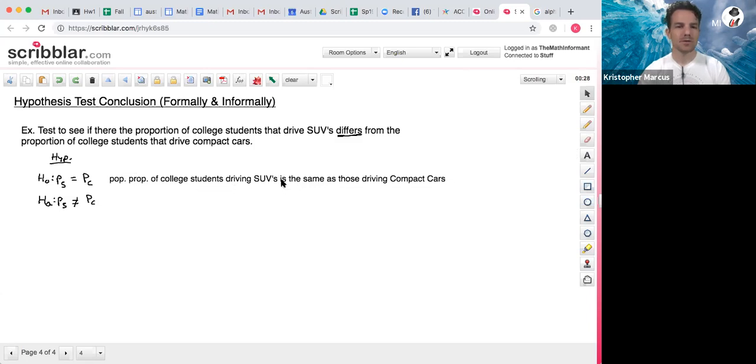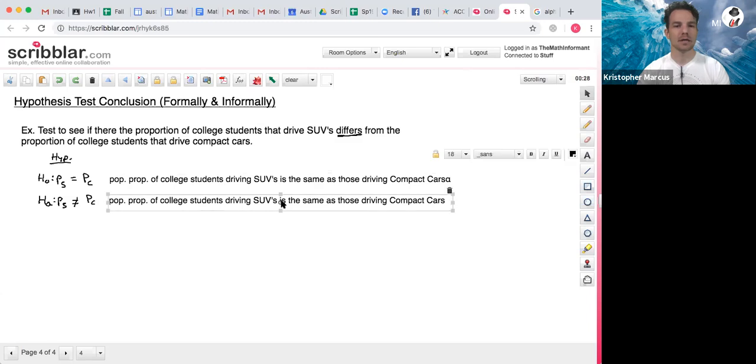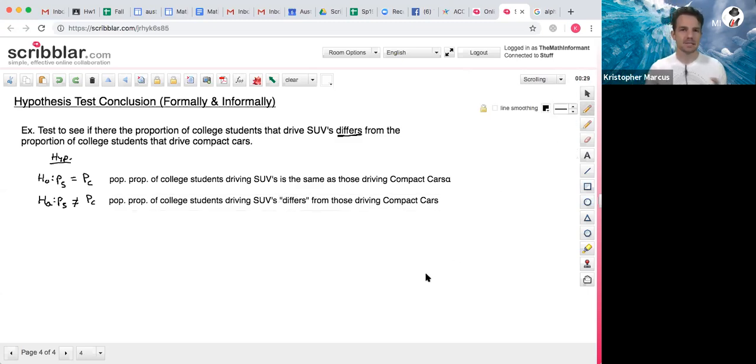The beauty about this is that once you have that statement, the alternative statement is very easy because you can modify the one that you wrote for the null. So it'll look the same. The population proportion of college students driving SUVs now is not the same. We would say differs from those driving compact cars. So some books say differs, some books use the phrase evidence against. Just depends on what you're doing. That gets us set up.